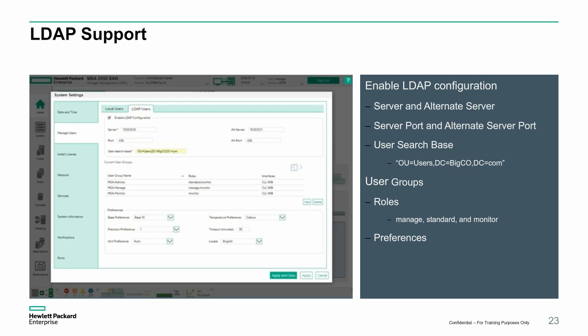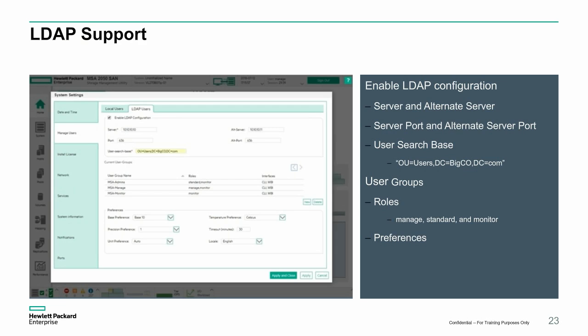Also on this page, we have added 3 user groups: MSA Admins, MSA Manage, MSA Monitor. These groups must be separately created within the Active Directory, and users must be made members of the groups. The difference in the groups shown is the roles which have been assigned. MSA Manage has the familiar Manage role, allowed to fully manage the array. The MSA Monitor has the Monitor role and is only allowed to view the configuration. The MSA Admins group has the new Standard role.